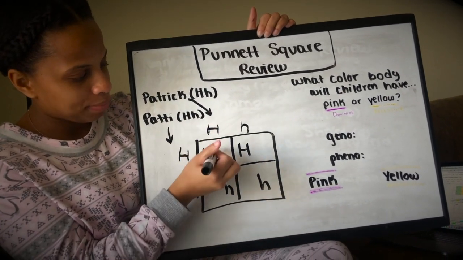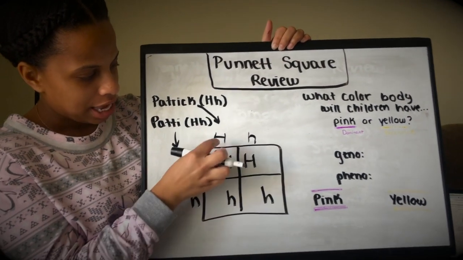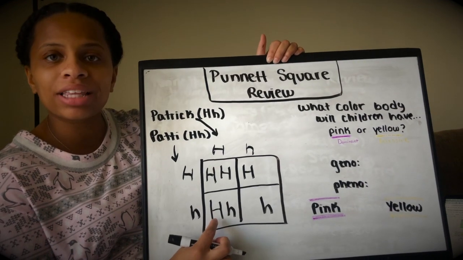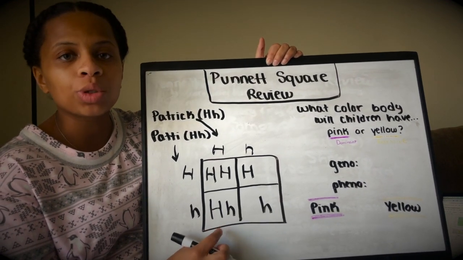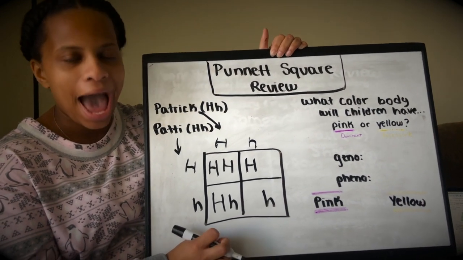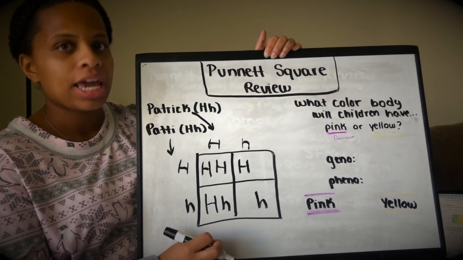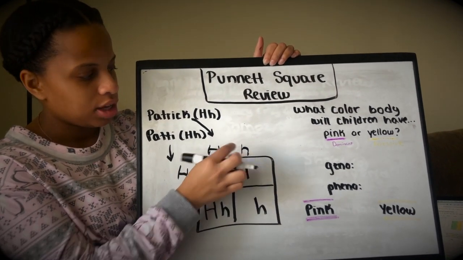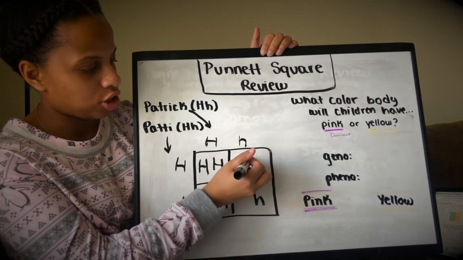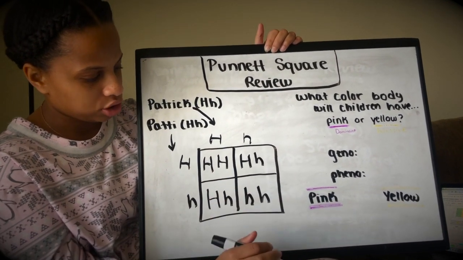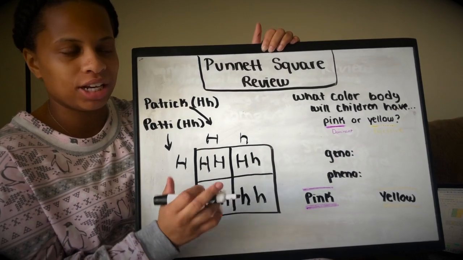Capital H, we're going to drop this down. Capital H, drop it down. Please note, I know I put the capital H in the front. When you're doing this, the capital letter, if one is present, always has to be first. It always has to be first, okay? Over here, next to Patrick, we got a lowercase h. Go ahead and drop that lowercase h. Another lowercase h. Go ahead and drop that lowercase h. Awesome. Now we're done with our Punnett square.